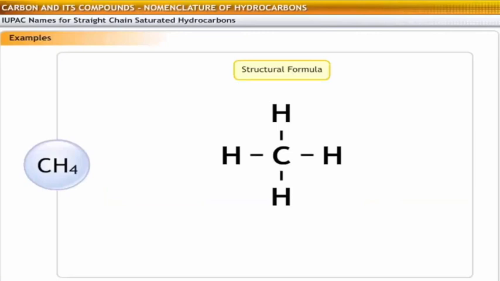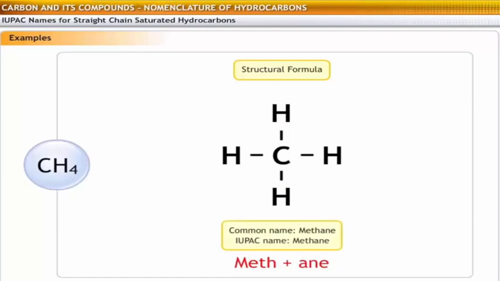Let's look at some examples of IUPAC nomenclature for straight-chain saturated hydrocarbons. The compound CH4 contains 1 carbon atom, so the root word is meth. It is a saturated hydrocarbon, that is, the carbon atom is bound to 4 hydrogen atoms by a single bond. There are no double or triple bonds. Hence, this compound is an alkane. The IUPAC name is a combination of meth and ane, which becomes methane.